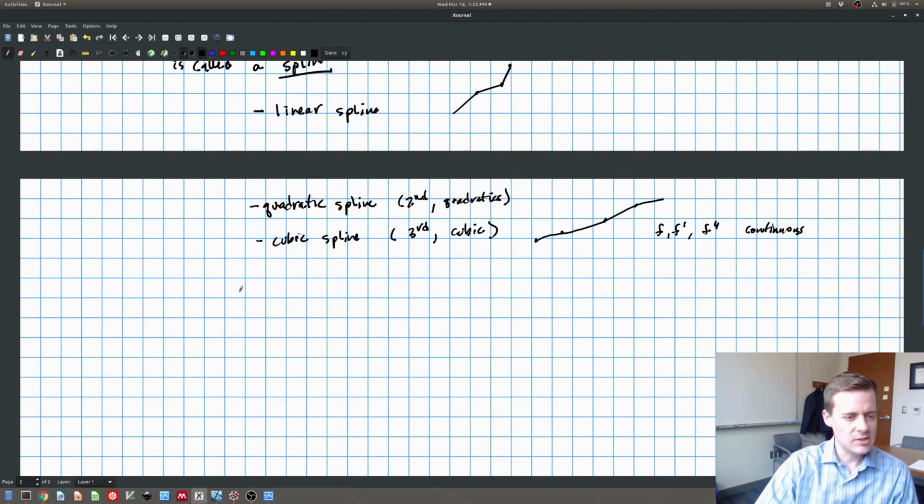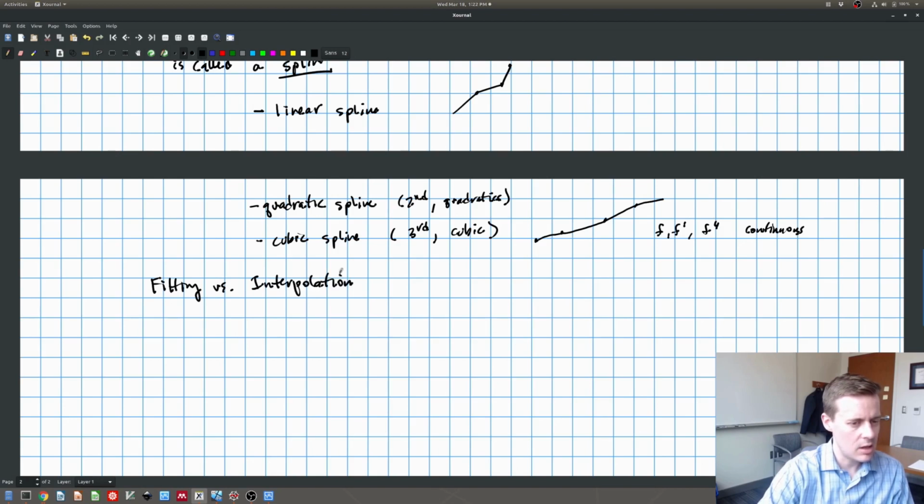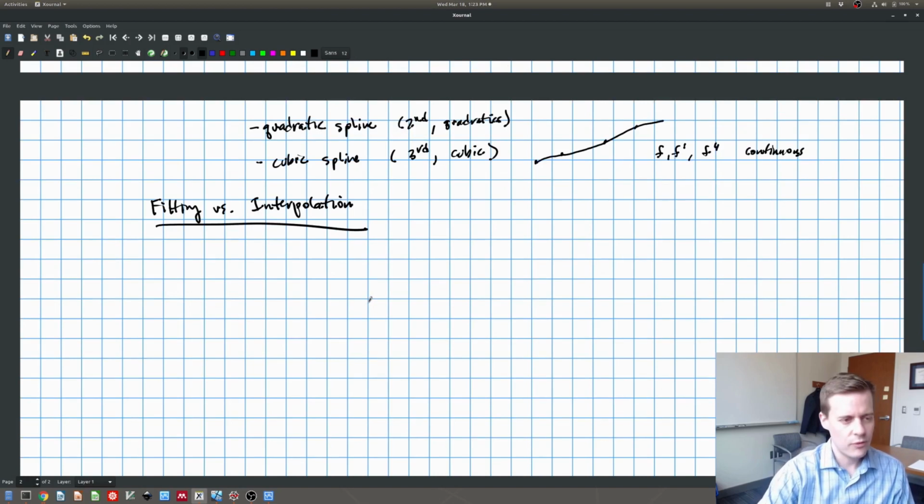All right, the last thing is we need to compare and contrast fitting versus interpolation. At least for the last thing in this conceptual part. All right, so in fitting, so let's put fitting over here and interpolation over here.